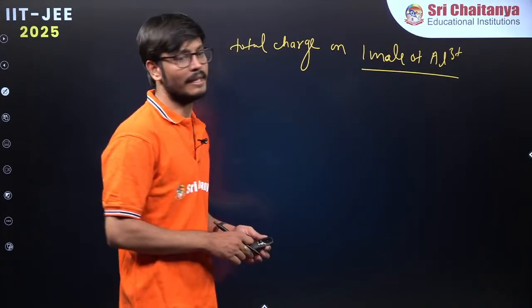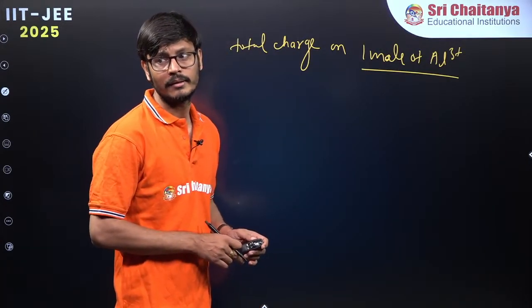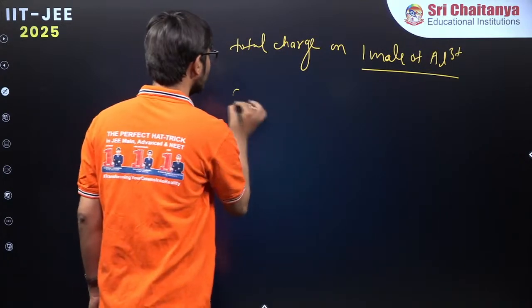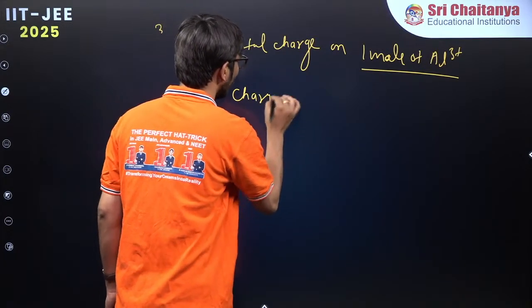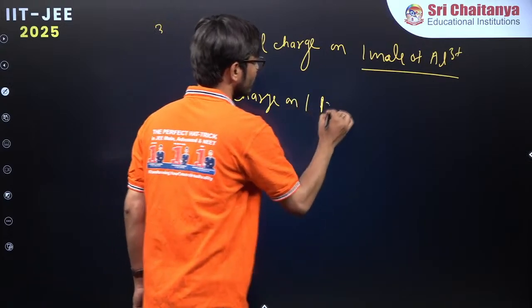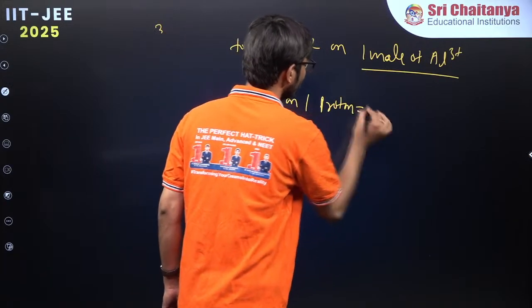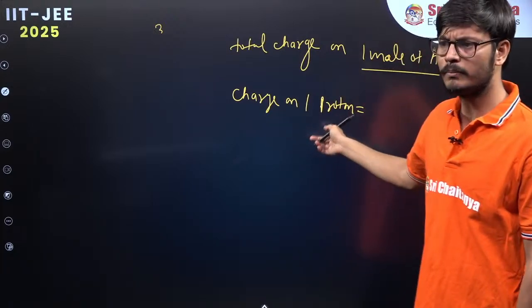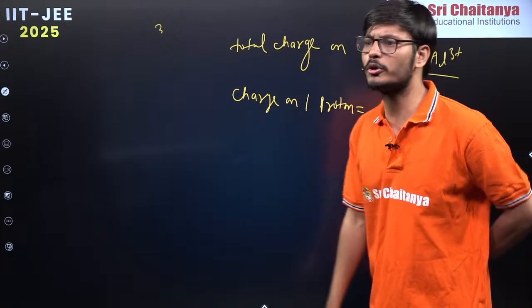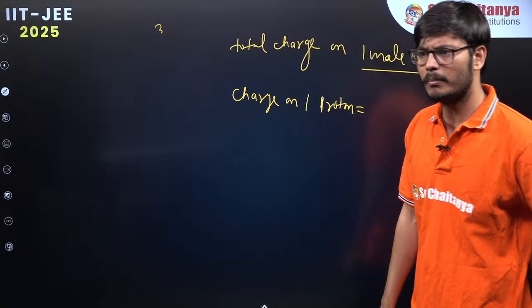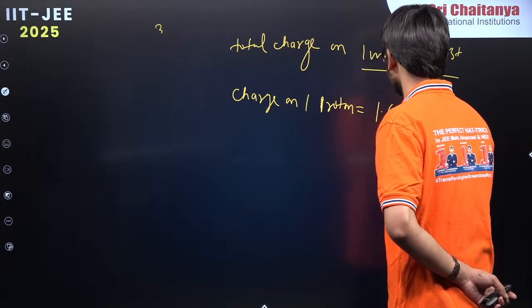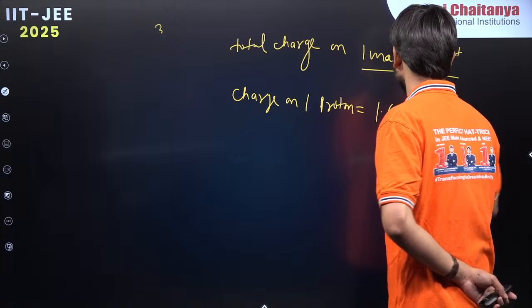Somebody is saying 3. 3 is not the charge. Okay, let me frame it like this. What is the charge on 1 proton? All of you tell me this, in terms of coulomb. 1.6 into 10 power -19. So the charge on 1 proton is equal to 1.6 into 10 power -19 coulomb.